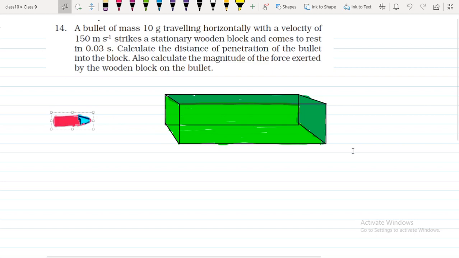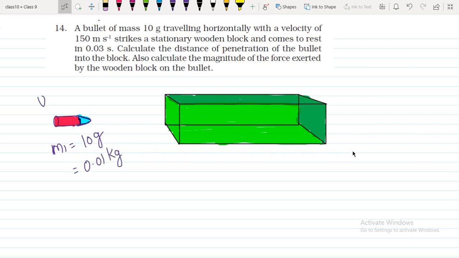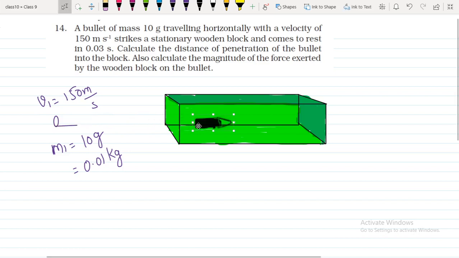So this is the initial position. The mass of the bullet m1 equals 10 gram, which is also equal to 0.01 kg. It's traveling with a velocity v1 equal to 150 meter per second. The bullet strikes the wooden block with 150 meter per second, and after 0.03 seconds the bullet comes to rest.